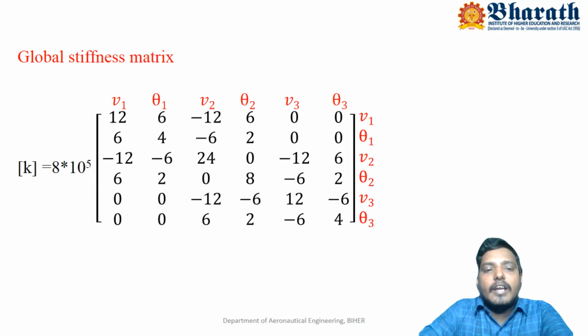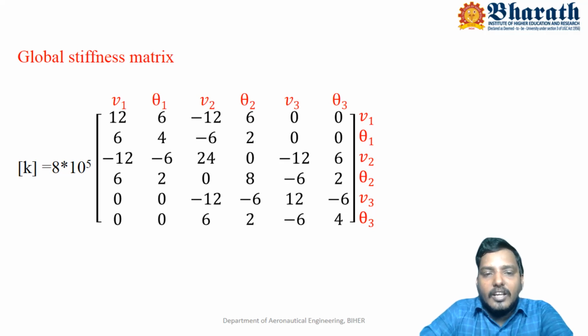At the top, the red color indicates the unknowns. What are the unknowns? Node 1 V1 theta 1, then node 2 V2 theta 2, then node 3 V3 theta 3. In the same way, column-wise it indicates V1 theta 1, V2 theta 2, V3 theta 3. Then we have to assemble your global stiffness matrix based on equation 1 and 2.